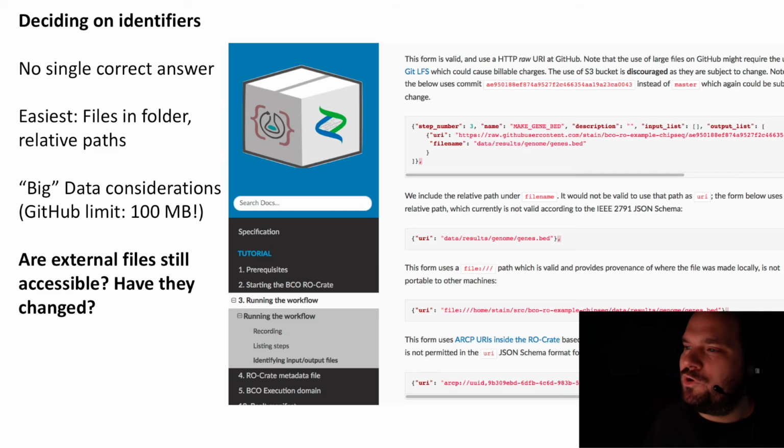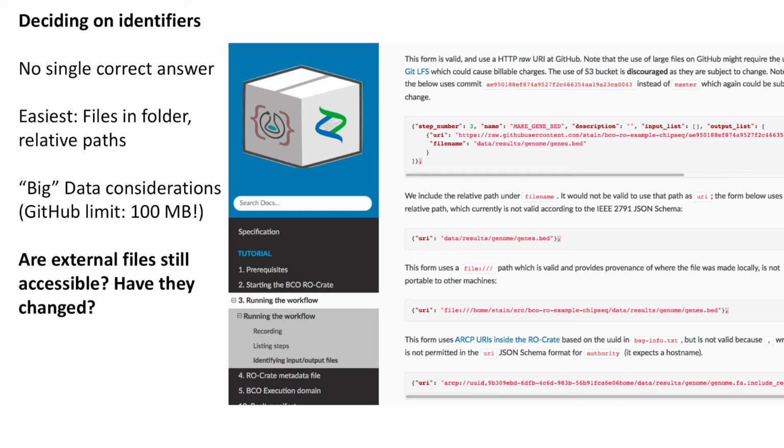Sometimes you have to decide on your own identifiers because you're making new data in your run. The easiest is just to refer to them locally in your folder paths. Sometimes that doesn't work because they're too big, or we're not allowed to share them, that kind of thing. When I did this, one of the big data files was a 100 megabyte zip file, because GitHub doesn't allow more than that. So then we had to do external references for those kinds of files. That raises new questions, so we address a bit of that in the tutorial as well.